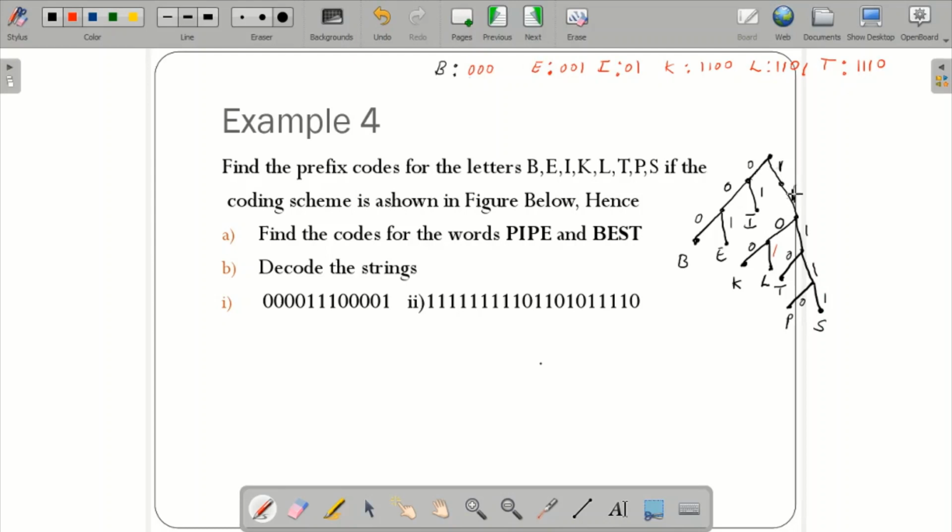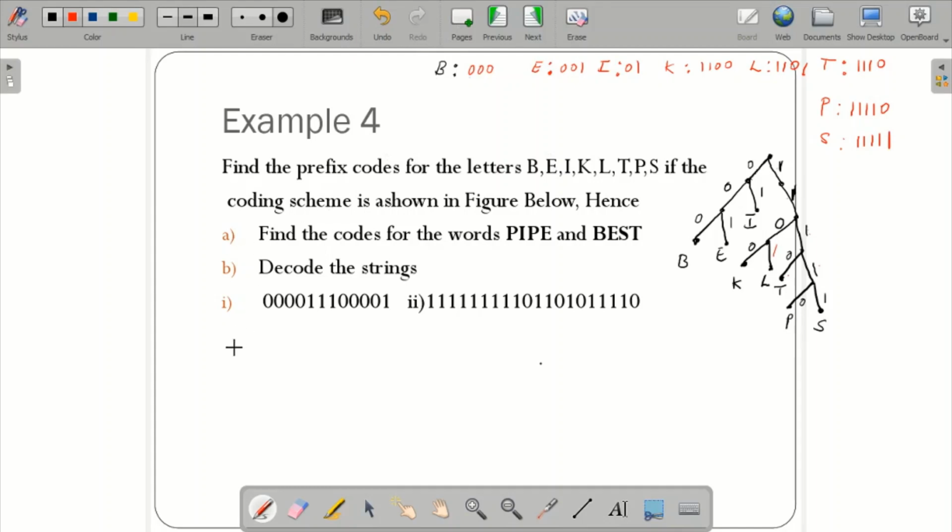That is this one, and this 0. And for P it is 11110, 4 ones followed by a zero. For S it is all ones, 1 2 3 4 5, five ones. So these are the codes for all these letters. So we found the first part.